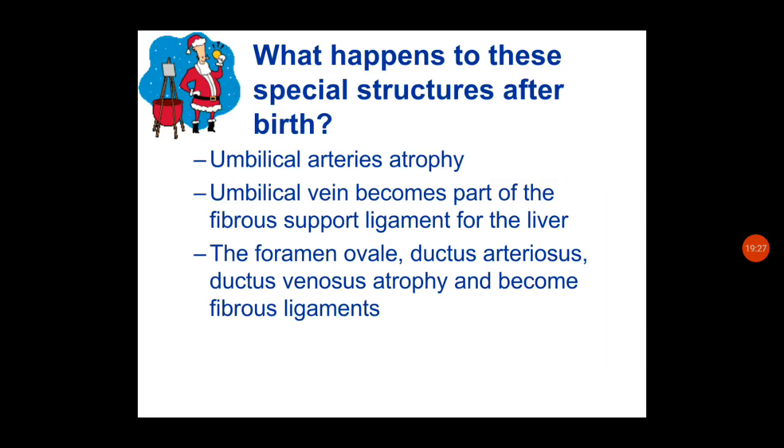So what happens to these special structures after birth? The umbilical arteries atrophy, and the umbilical vein becomes part of the fibrous supporting ligament of the liver. The foramen ovale, ductus arteriosus and ductus venosus atrophy and become fibrous ligaments. So these are the changes which happen to the temporary structures of fetal circulation.